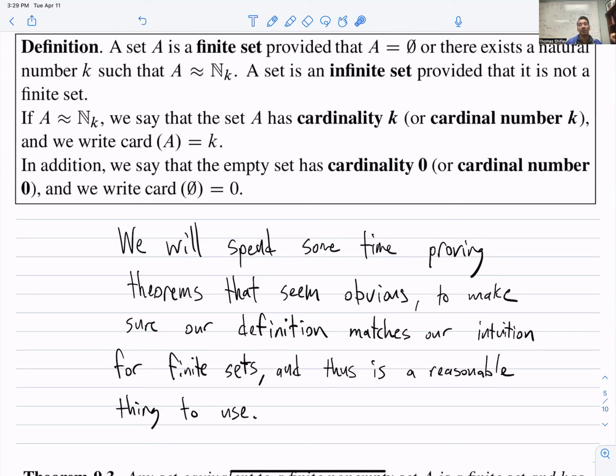That's the key, it matches our intuition. And so we want to use that and leverage that. These next couple of results are going to seem kind of weird and really self-explanatory, but we're going to prove them using the definitions.